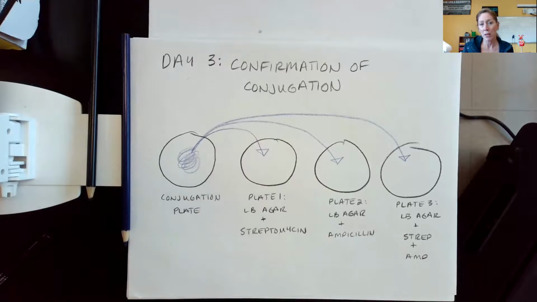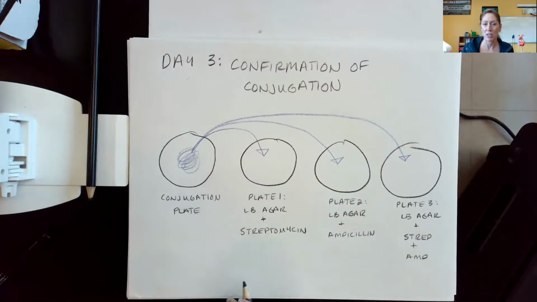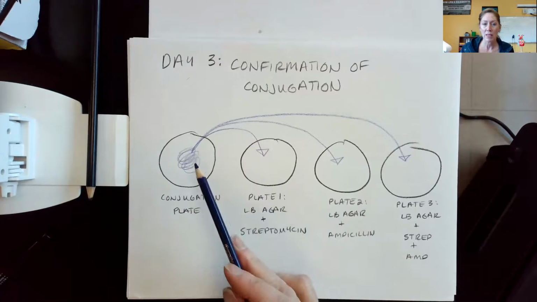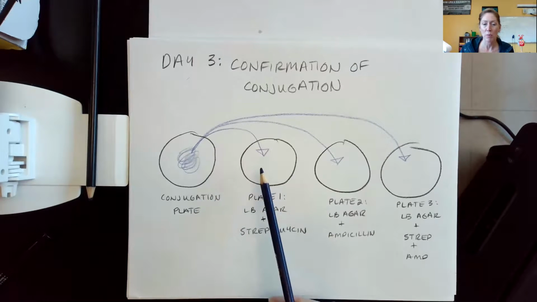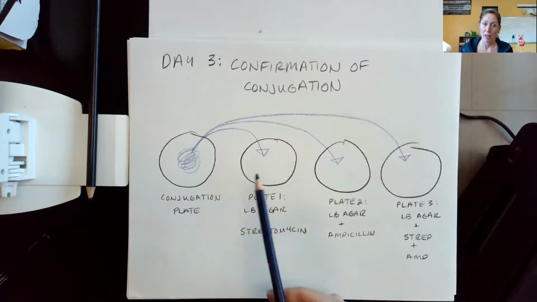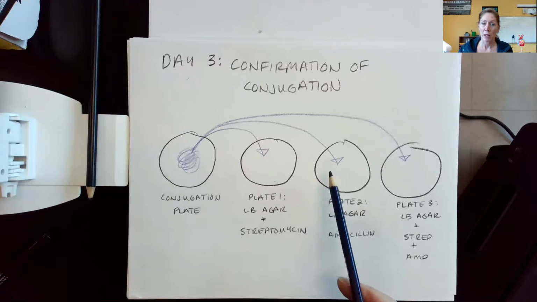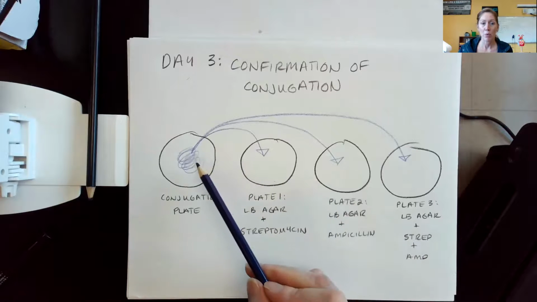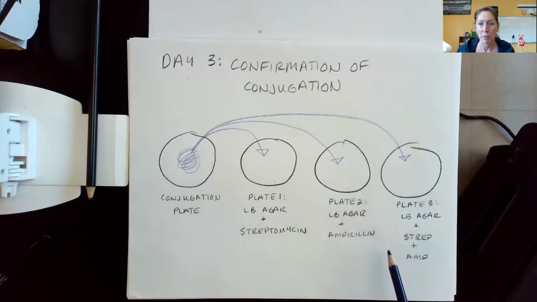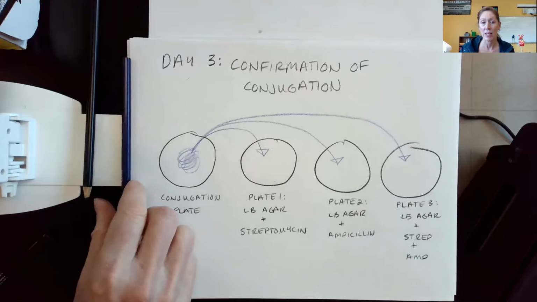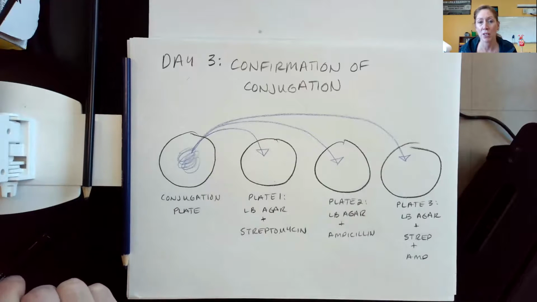All right, so at this moment, I want you to pause the video and I want you to jot down your predictions. Will this bacteria from the conjugation plate grow on a plate that contains streptomycin? Yes or no? Will this bacteria grow on a plate that contains ampicillin? Yes or no? And will it grow on a plate that contains both? All right, so take a pause, think about it, and write your predictions down.